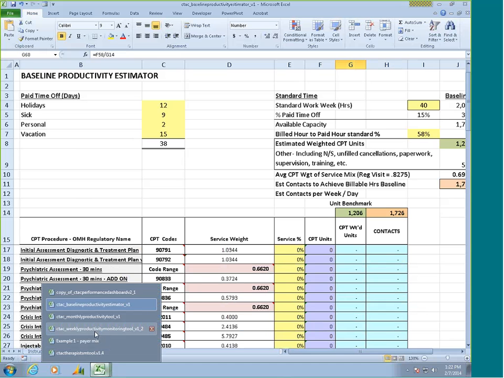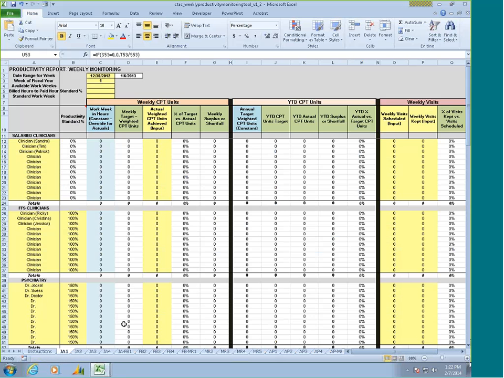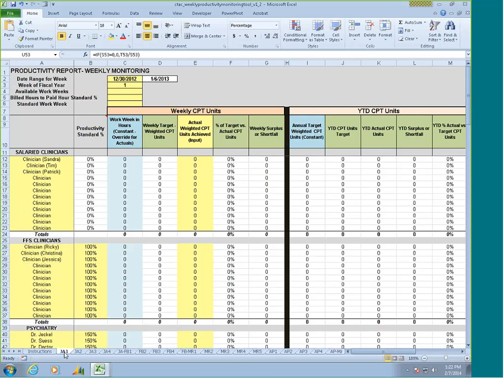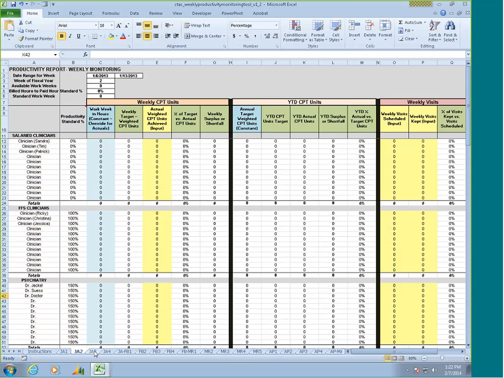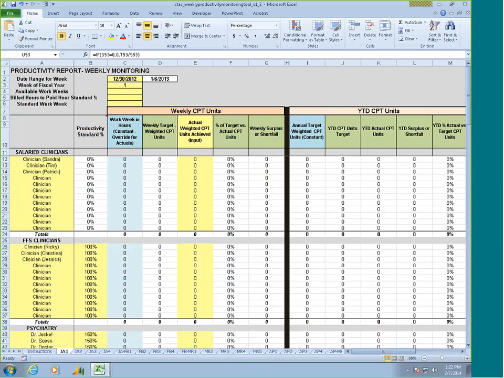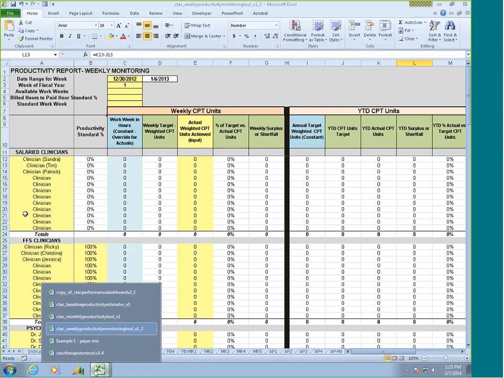There is a weekly productivity tool that allows you to input your CPT weights by individual, by week. Here's January week 1, January week 2, January week 3. It'll aggregate it for you and give you your annual targets. It'll give you where you are against your targets, what your surplus or shortfall is based upon where you are in the year. If this is the kind of tool that you want to use to record, then you can go in and take a look at that.